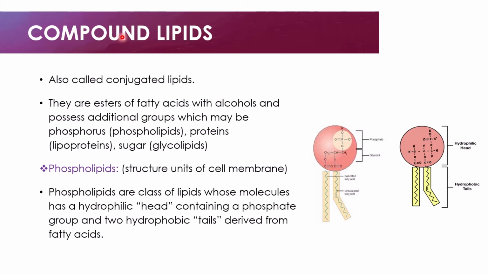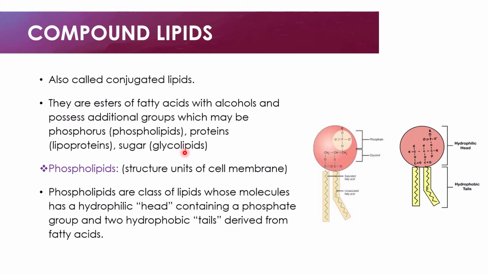Compound lipids. Compound lipids can also be called conjugated lipids. What we have to note is that they are esters of fatty acids with alcohol and possess additional groups, which may be phosphorus, proteins, and sugar. So if the additional group is phosphorus, we have phospholipids. If the additional group is protein, we have lipoproteins. And if the additional group is sugar, we have glycolipids.